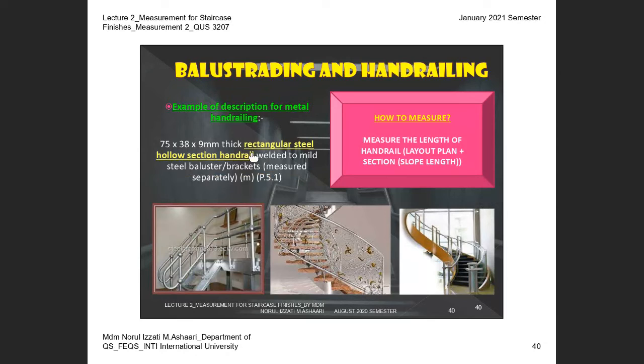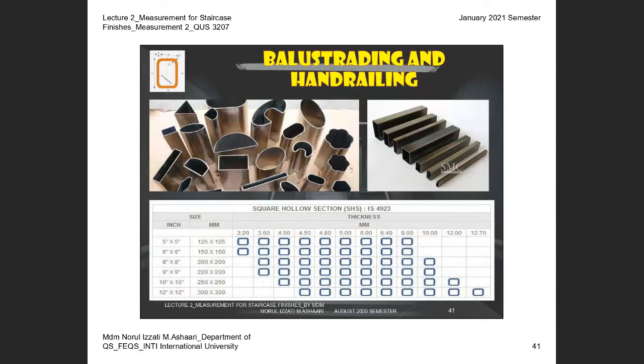As I mentioned just now for the metal handrailing description: how to install, what is the size. This is another size, 75 times 38. You have a lot of different sizes. You have to check the detail. This is what I did mention. Measure the length from the layout plan plus the slope length, and then you have to check if there is handrail available at the first floor area.